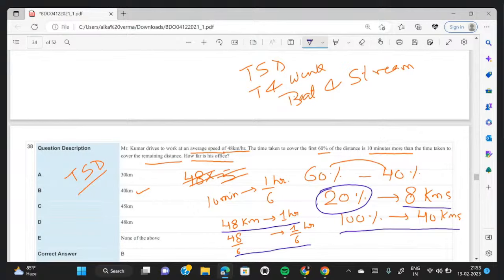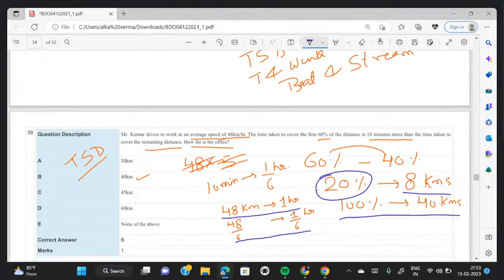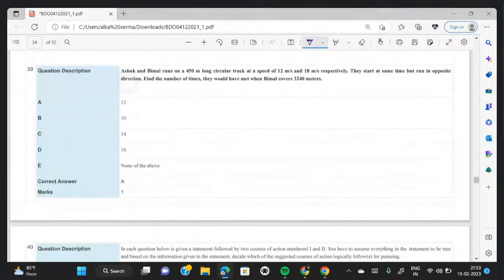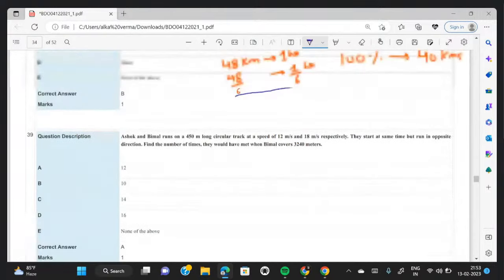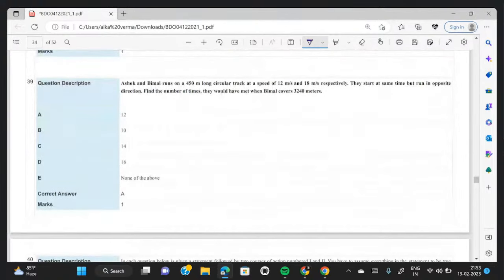Now let us come to the next question, question number 39. Take 5 seconds to read the question. There are two people running around a 450-meter circular track. One is covering 12 meters per second, the other 18 meters per second.